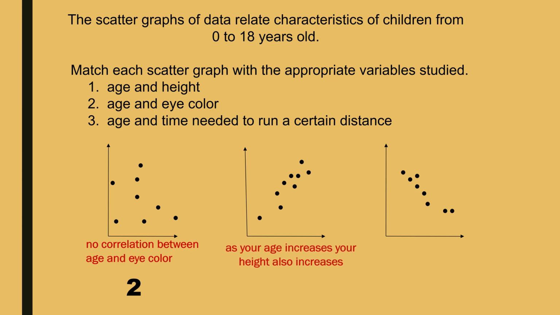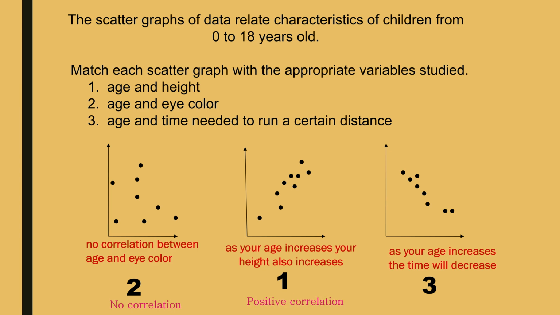Now for the second graph, you have that it is positive correlation, because as the age increases, the height will also increase. That's positive correlation. That's number 1. And for the last one, as your age increases, the time will decrease. That's number 3. So the time it will take you to run a certain distance, it is expected that as you age along, the time it will take you to run a certain distance will decrease. Okay?